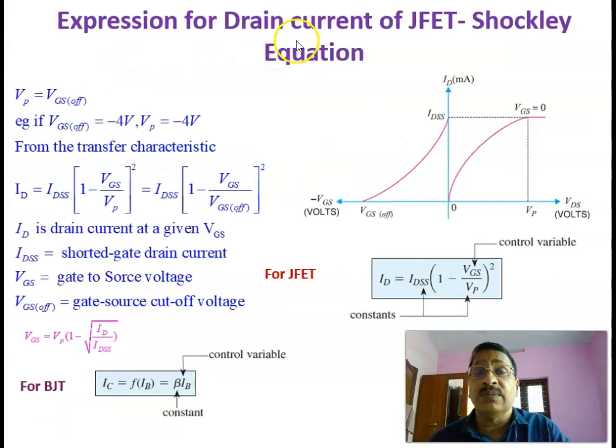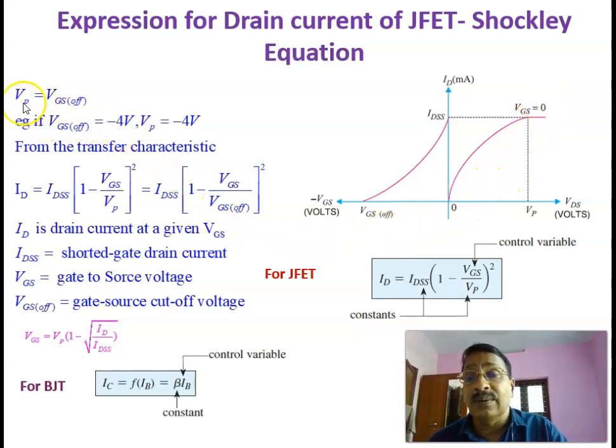Now let us see an expression for the drain current of a junction field effect transistor. It's called the Shockley's equation. It's a very widely used equation, which gives a relation between drain current and VGS. It's an inverse relation. This is a part of the drain characteristics corresponding to VDS versus ID. For a particular value of VP, above VP, the ID will become IDSS. Therefore, this is equal to IDSS corresponding to VGS equal to 0.